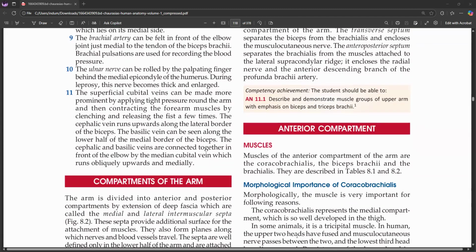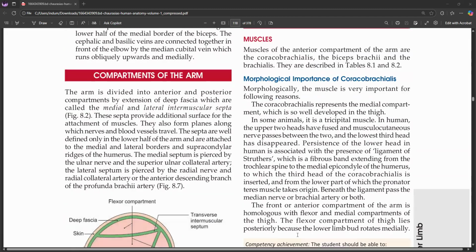Anterior compartment. Muscles. Muscles of the anterior compartment of the arm are the coracobrachialis, the biceps brachii, and the brachialis. They are described in tables 8.1 and 8.2. Morphological importance of coracobrachialis. Morphologically, the muscle is very important for the following reasons. The coracobrachialis represents the medial compartment, which is so well developed in the thigh. In some animals, it is a tricipital muscle.